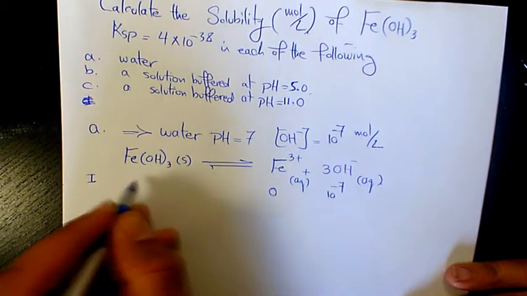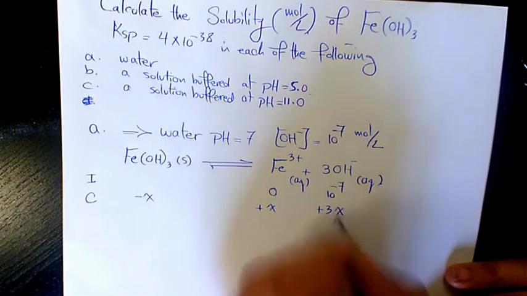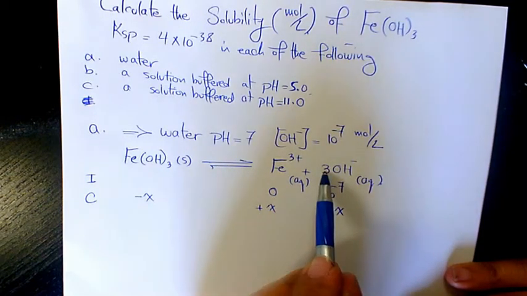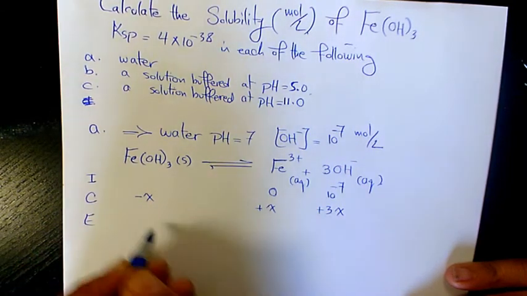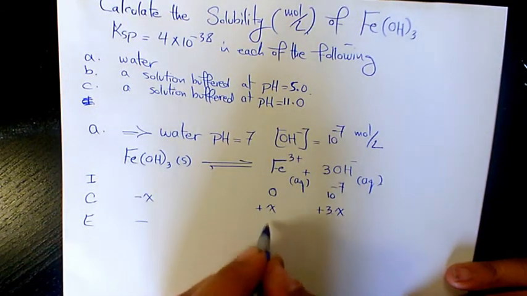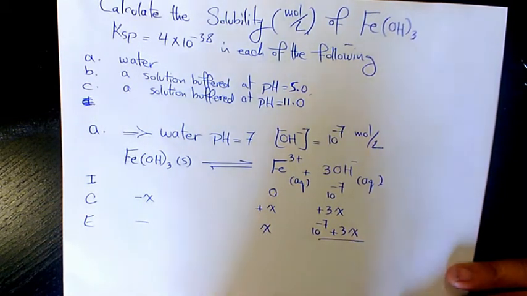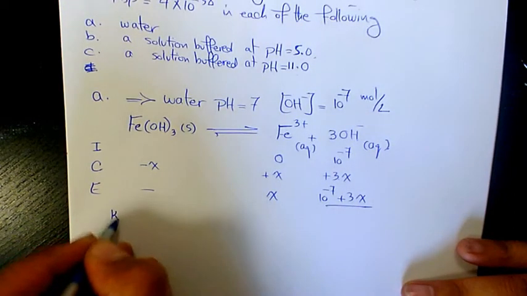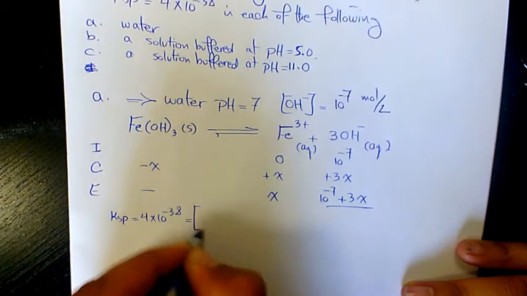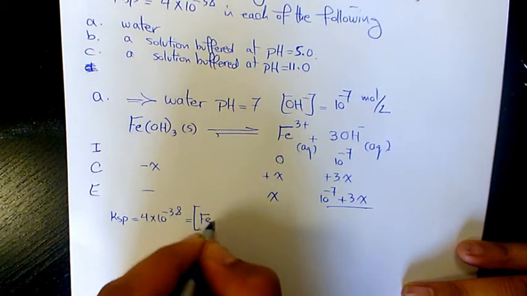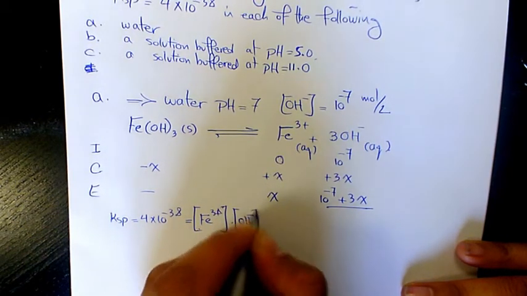After dissolving, the change is going to be negative x, plus 3x. Why 3x? Because here we have a coefficient of 3, here we have 1, and here we have 1 as well. So at equilibrium, we don't write it for the solid, here is going to be 0 plus x, x, and 10 to the power of negative 7 plus 3x. So Ksp, 4 times 10 to the power of negative 38, equals the concentration of Fe3+ times OH- to the power of 3.